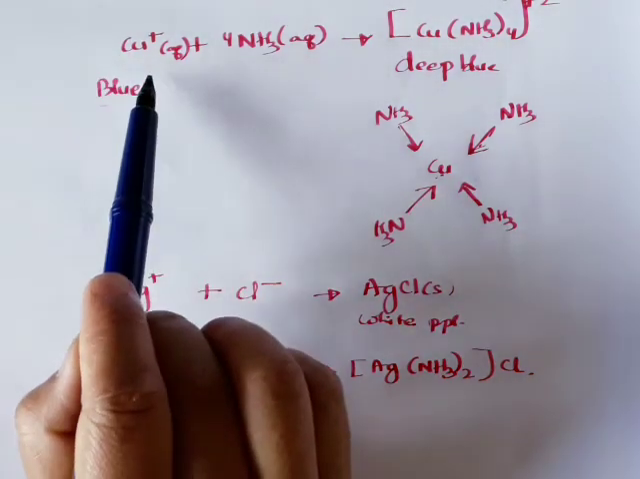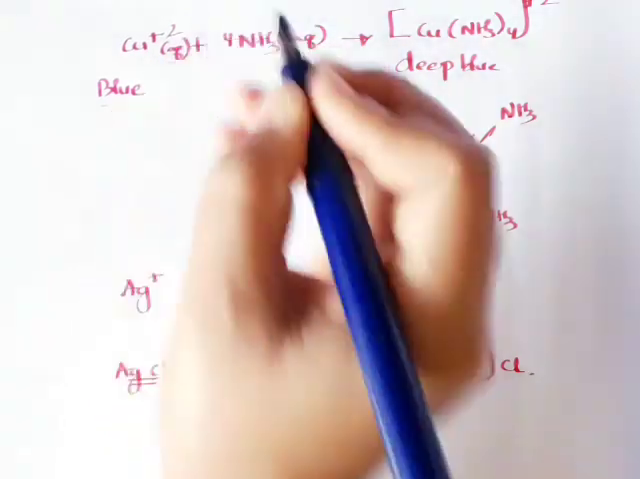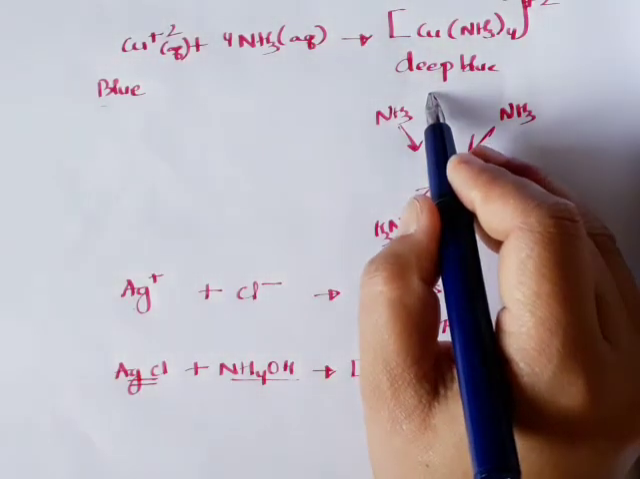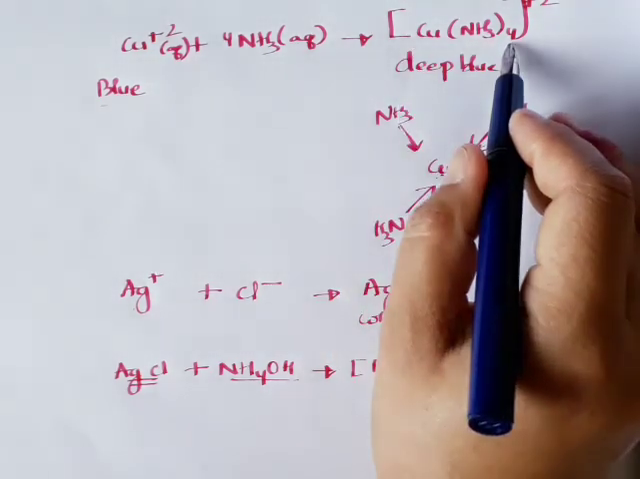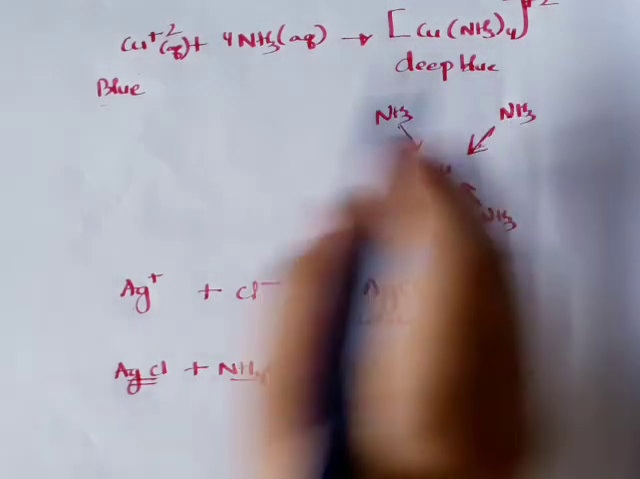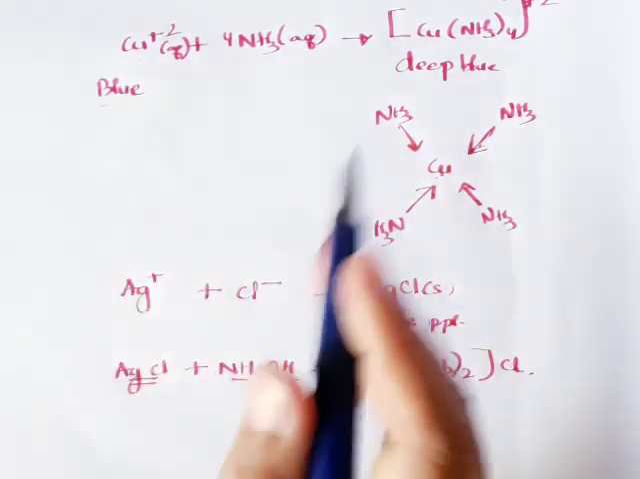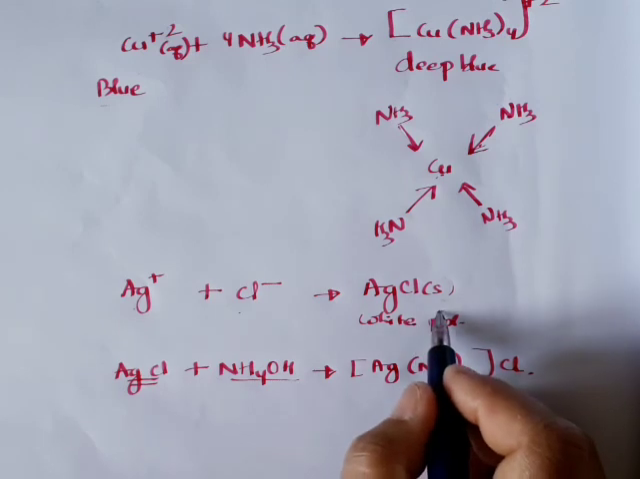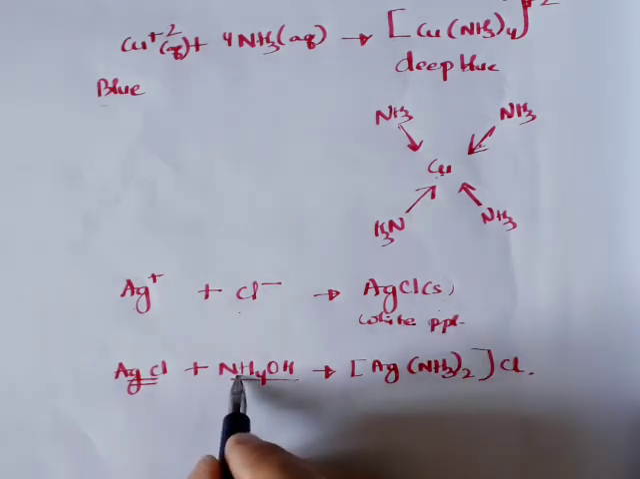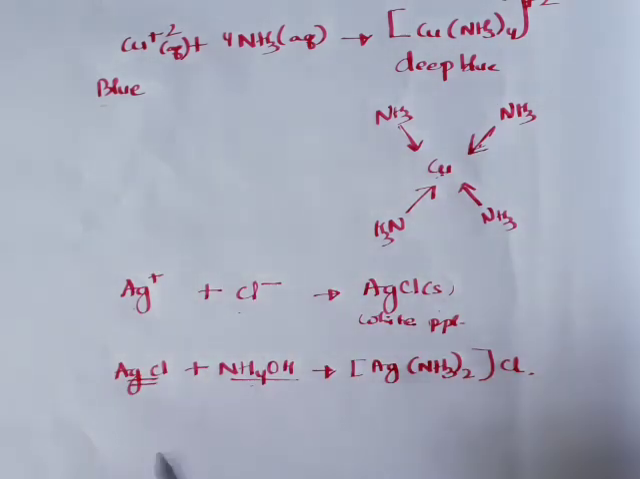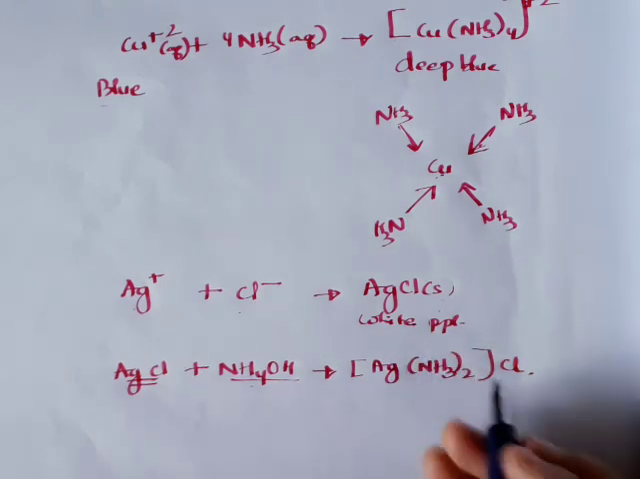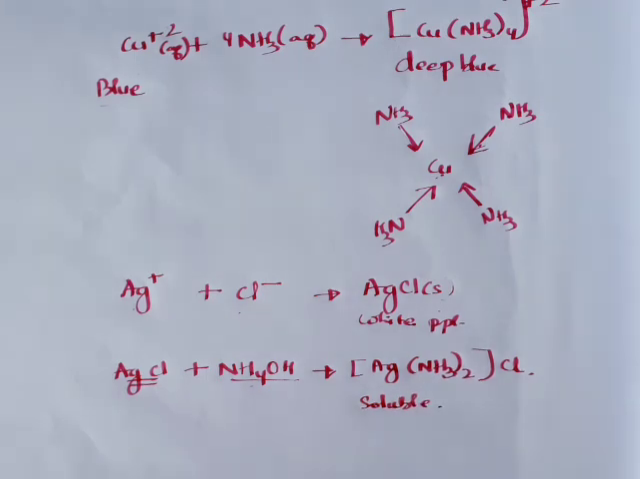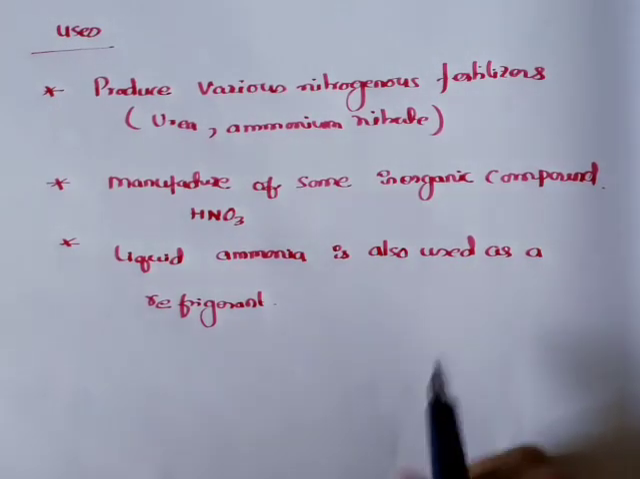So copper ion, Cu2+, sorry, with ammonium hydroxide gives deep blue color because of formation of this complex, indicating the presence of copper ion. Suppose silver ion and chloride ion are there. When the two combine, they give a white precipitate. And when you add ammonium hydroxide or ammonia, the white precipitate will disappear because of formation of a soluble complex.